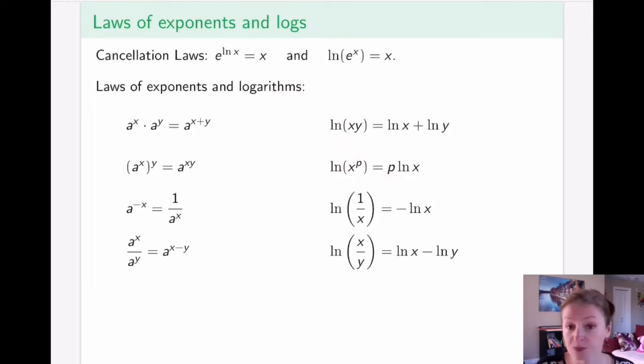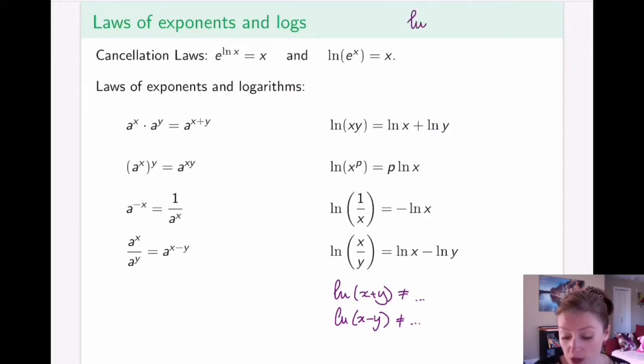Also notice that there's no law or rule that will allow you to simplify a logarithm of a sum, or a logarithm of a difference. So if you encounter one of these, they are not easily breakable into anything, so you will have to do something else to simplify that first. All of these laws are stated using natural logarithm or logarithm base e, but they apply all the same to any other logarithm base.